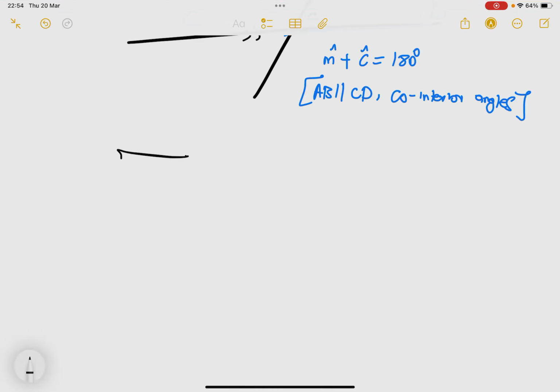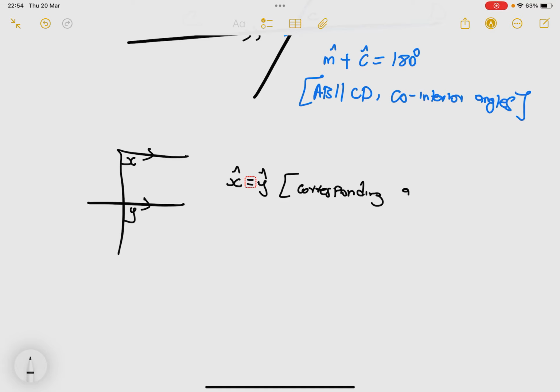So we have the F shape, right? The F shape is when these two are equal. You know that these X and Y here are going to be the same. So we're just going to say the angle X equals the angle Y. And why is that? Because of the corresponding angles. But remember, don't forget to show which lines are parallel, right? Because of the corresponding angles.